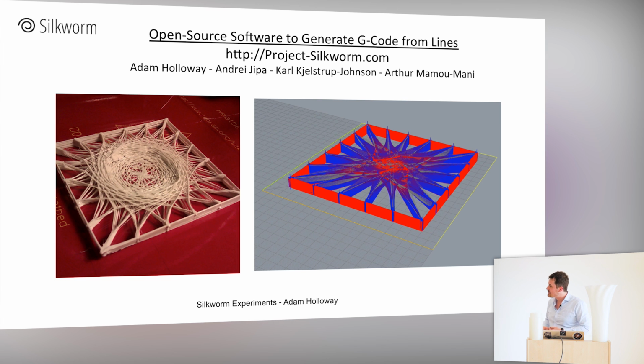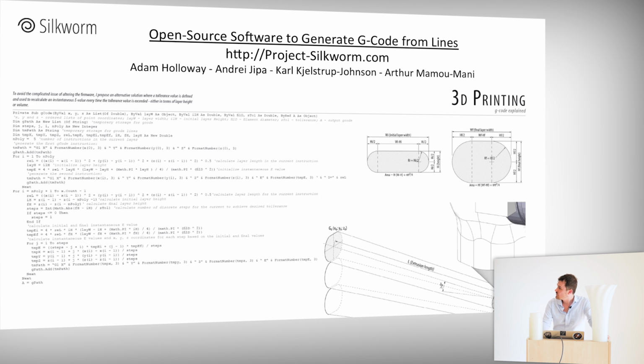So what happens is, by designing the path instead of designing the shape, you don't need an STL file. You just directly work with lines. You plug them in Silkworm, and it exports vectors, and the vectors into lines of G-code. So something was happening there.